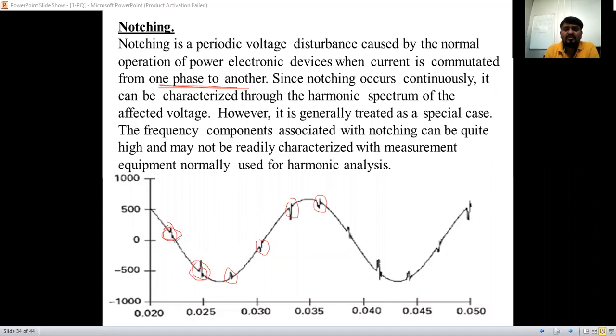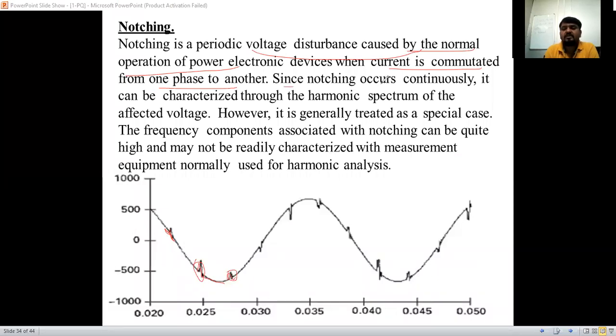Here the normal voltage should come straight like this, but here some notching has occurred. Some up is there and it is again down. Here it is going to notch, that waveform disturbance is created here. It is not sinusoidal; some disturbance is created. So the voltage disturbance is caused by the operation of power electronic devices when the current is commutating from one phase to another phase. When the current is shifting from one phase to another by using power electronic devices, in that condition this will be produced.